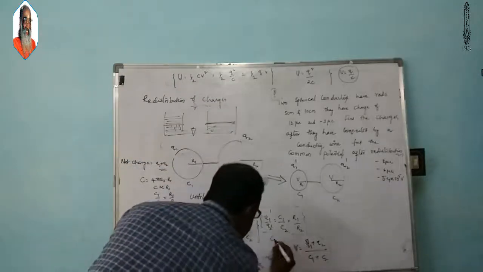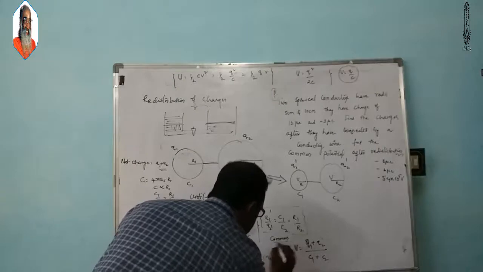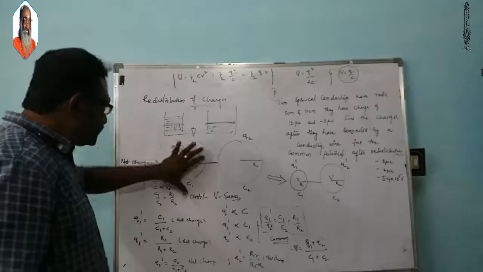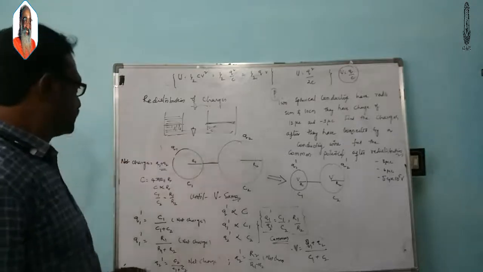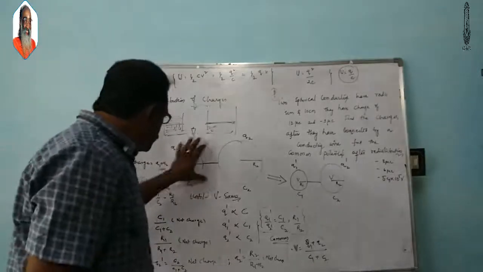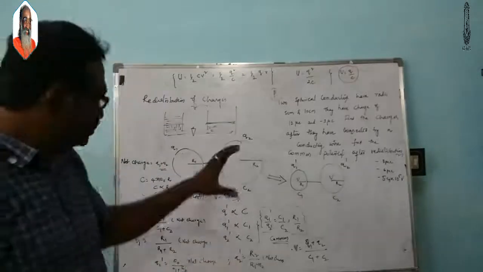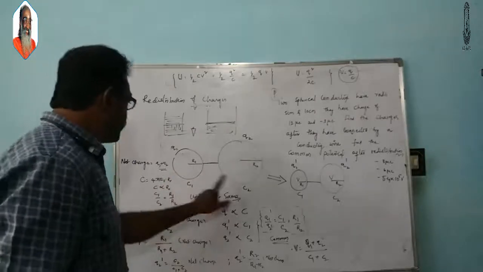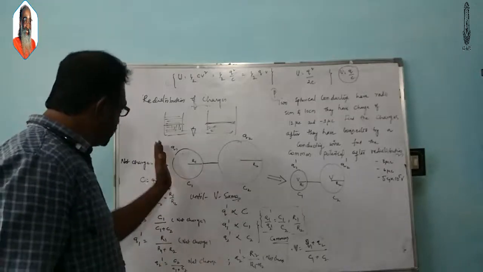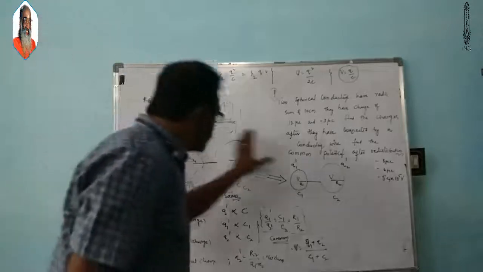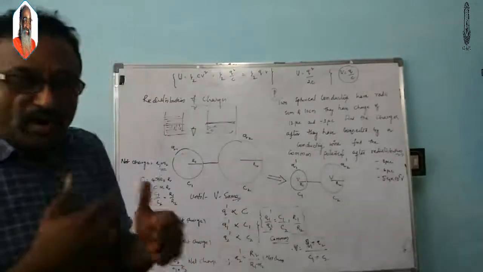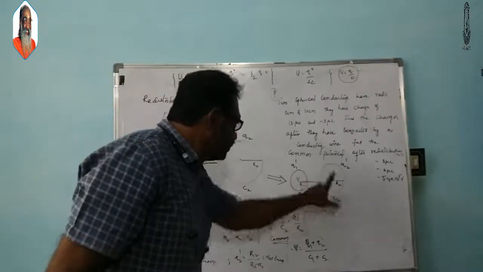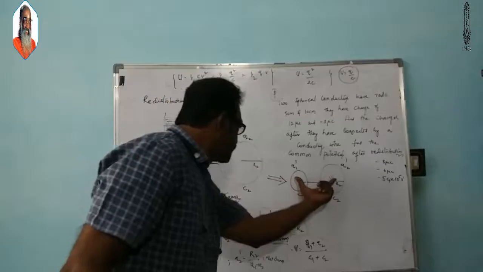We call this the common potential. Okay. So in this redistribution of charges, we understood that if two charged spherical conductors with different radii and different capacitances have different charges, then after redistribution, the charge will flow until the potential for both will be the same. So let the common potential be V.